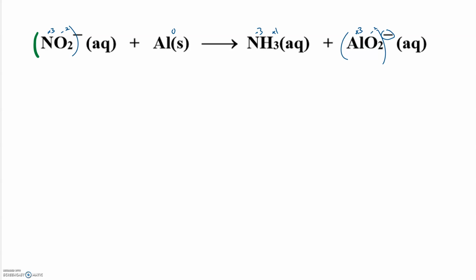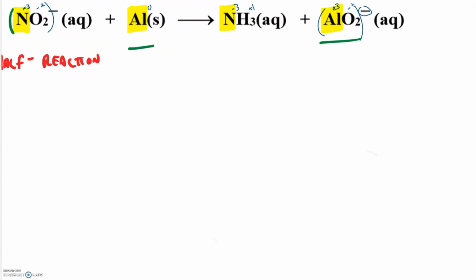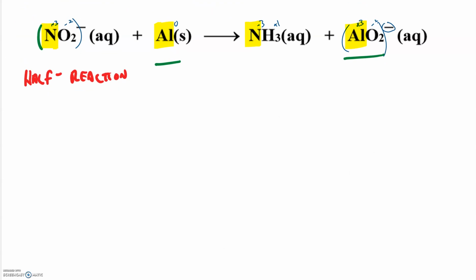The next step is going to be our half reactions. And so what we want to do in a half reaction is identify any element that has changed its oxidation number. And of course we know that the nitrogen has gone from +3 to -3, and we know that the aluminum has gone from 0 to +3. So let's get our half reactions. And here is what this is going to look like. We're going to start with our nitrogen.